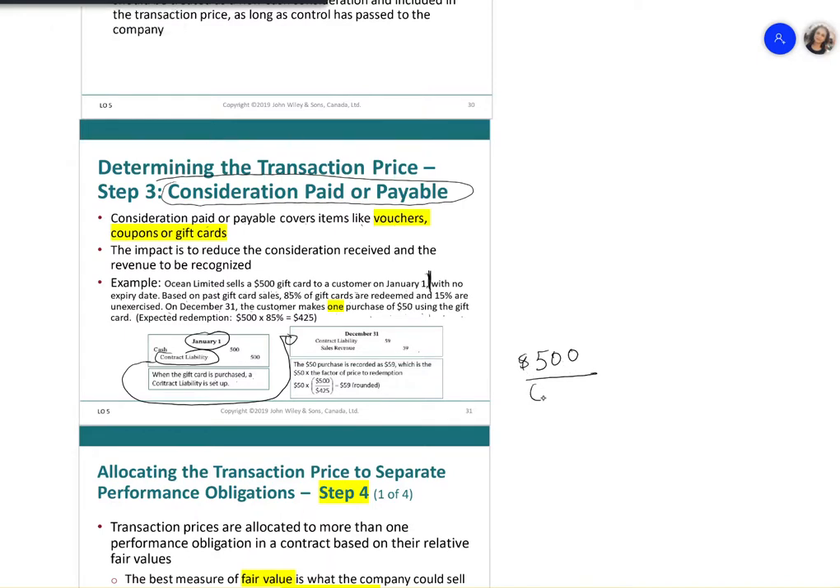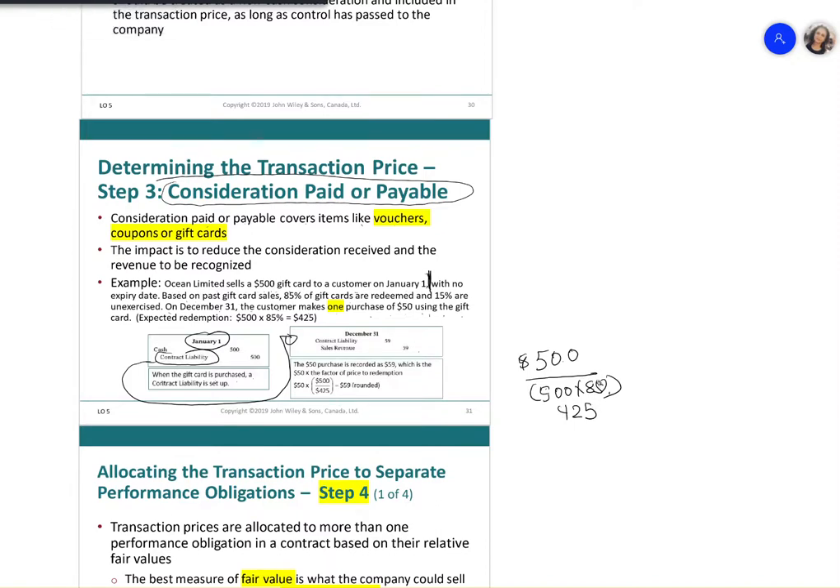But then we know, from our past experience, that only 85% are going to be redeemed. So 500 times 85%, we need to prorate this gift card that we're getting. In this case, that will be 425. So when you do that, you want to know how much of that liability should be recognized as revenue.